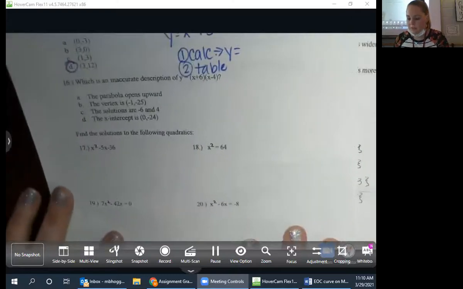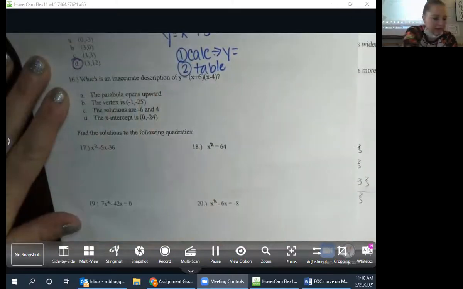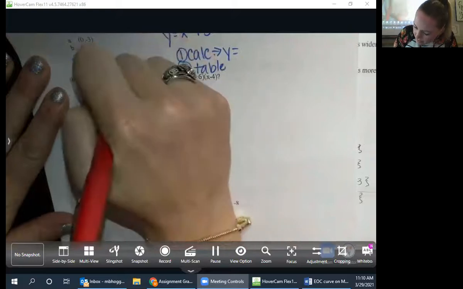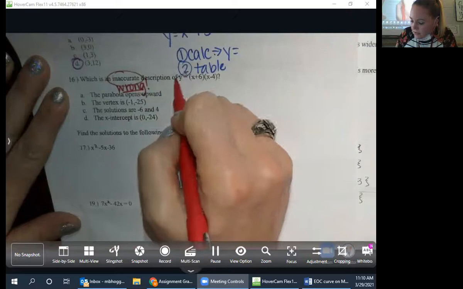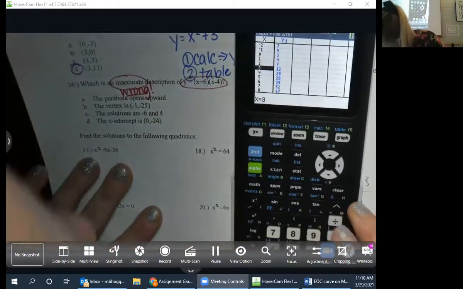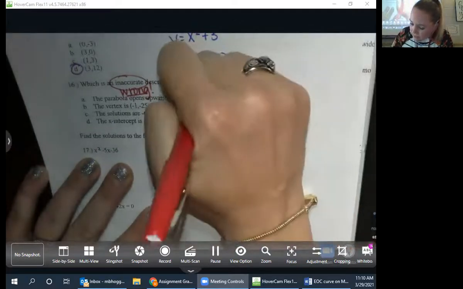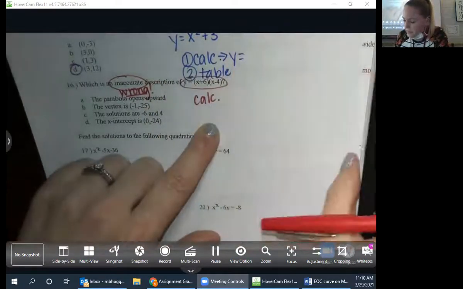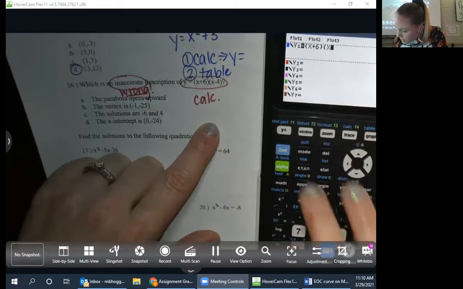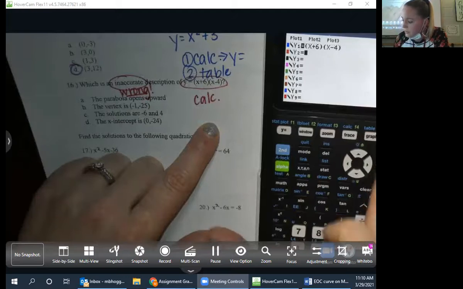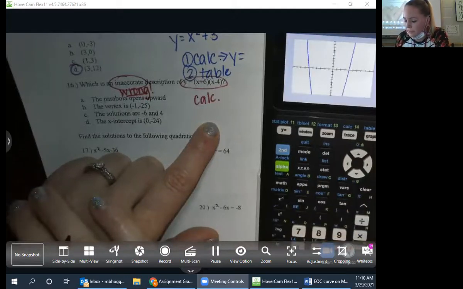On number 16, it says, which is an inaccurate description of this equation? Inaccurate means wrong. So you could put that in y equals. You can just put it in your calculator and see what happens. Y equals x plus 6 and then x minus 4, and graph it. Ooh, it's a big one, right?